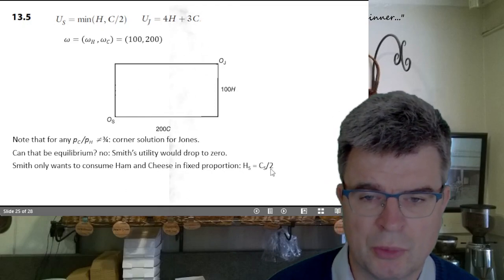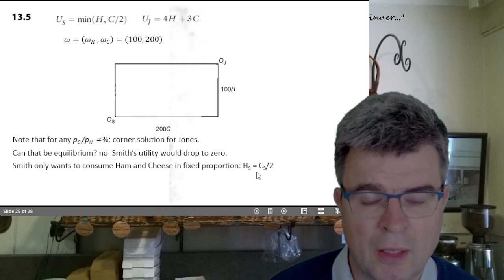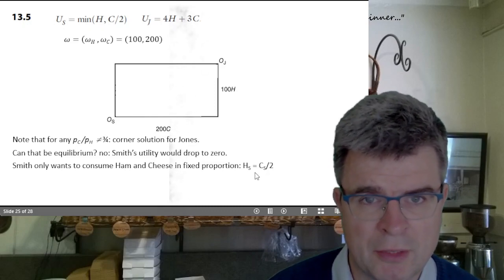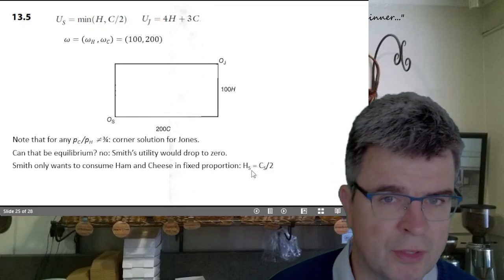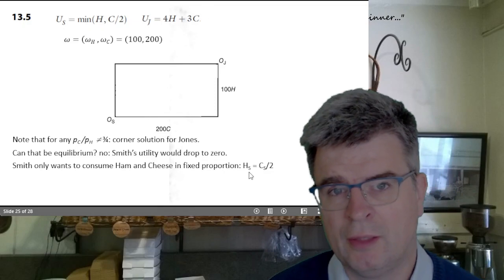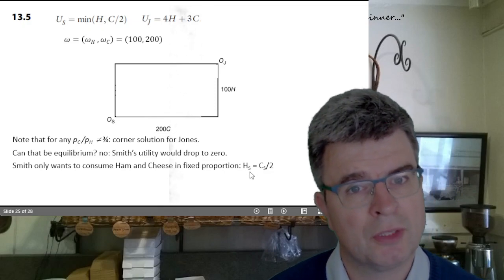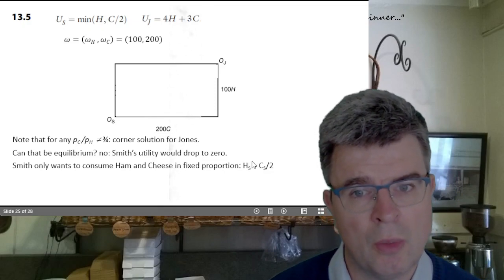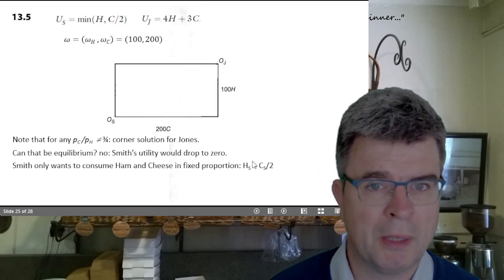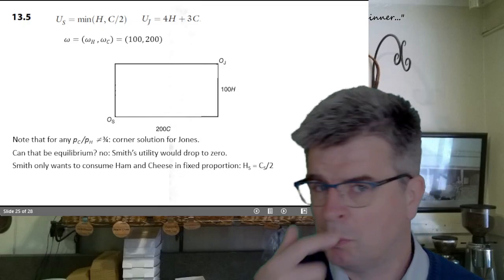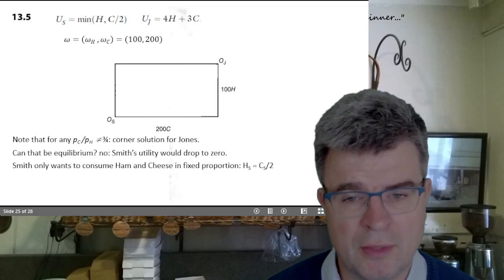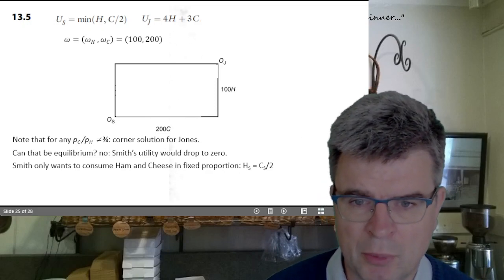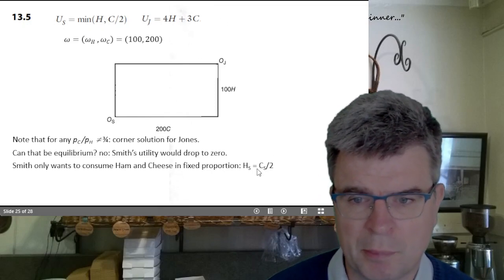And Smith only wants to consume ham and cheese in a fixed proportion. So he wants to consume half as many slices of ham as he consumes slices of cheese. And if you give Smith more ham, then it has no use to him because it doesn't increase his utility. So we can make Jones better off by giving the surplus ham to him. It doesn't decrease Smith's utility, so in any equilibrium he will consume them in this fixed proportion.